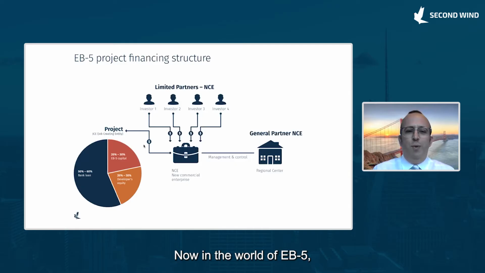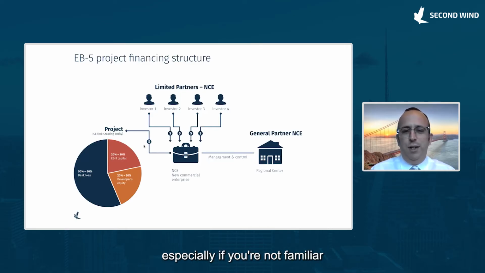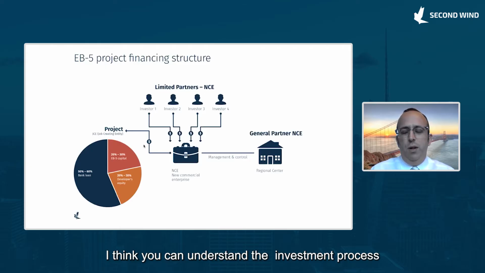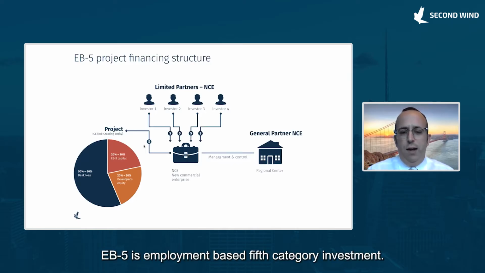Now, in the world of EB-5, you will see a lot of acronyms and a lot of letters and numbers thrown around. I-526E, I-829, JCE, NCE. It can be a little bit confusing, especially if you're not familiar with how EB-5 works. But in the simplest terms, I think you can understand the investment process from an EB-5 investor's perspective by looking at the center of the slide here, the new commercial enterprise. So EB-5 is employment-based fifth category investment.